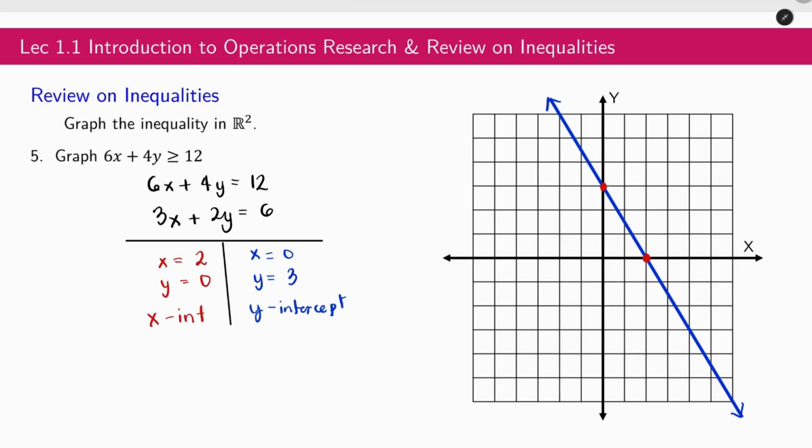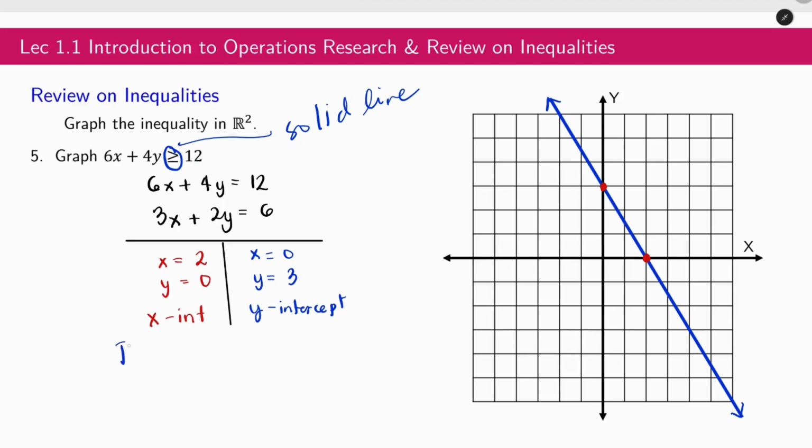Alright, contrary to our previous example, dito naka-greater than or equal to 12 tayo. So, meaning to say, the line will be solid. Okay, meaning to say all of the points that lie on this line are included in the solution set of this inequality. Now, tignan natin kung ano yung isi-shade natin na side ng line na ito.